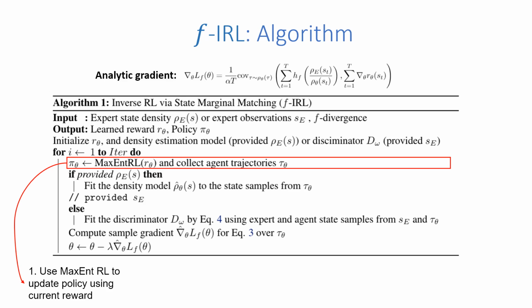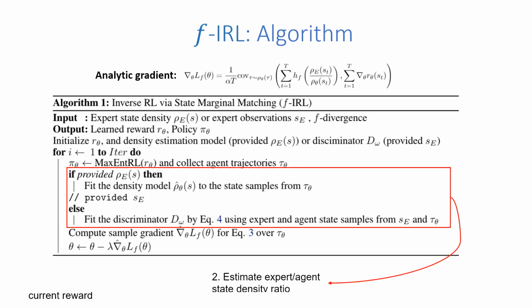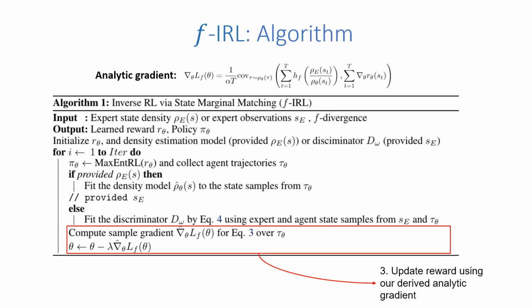This slide explains our overall algorithm. We first run MaxEnt RL to sample trajectories for the current reward function rθ. Then we estimate the agent state density and plug it into our gradient equation. And then we use gradient descent to optimize the reward parameters. We now present the experiments.